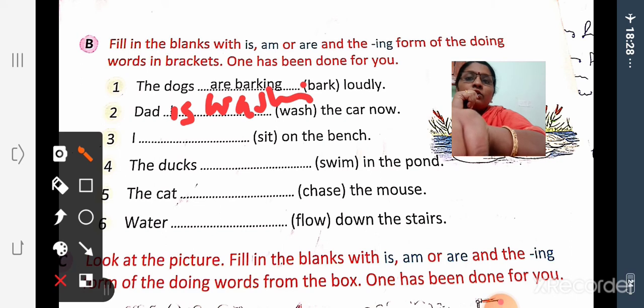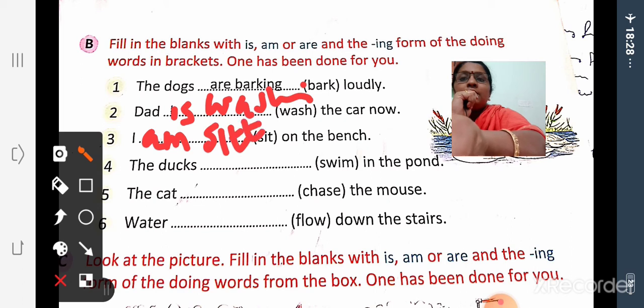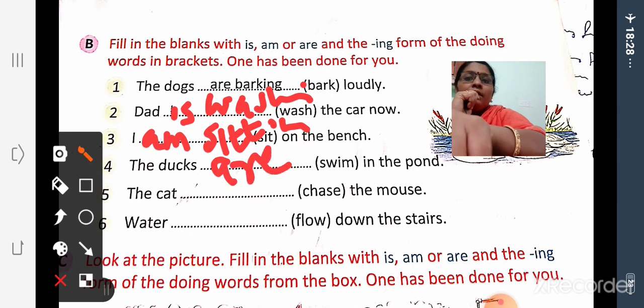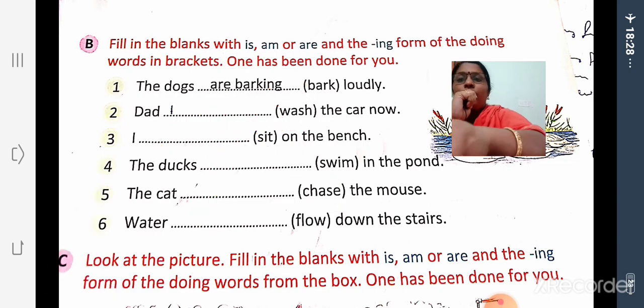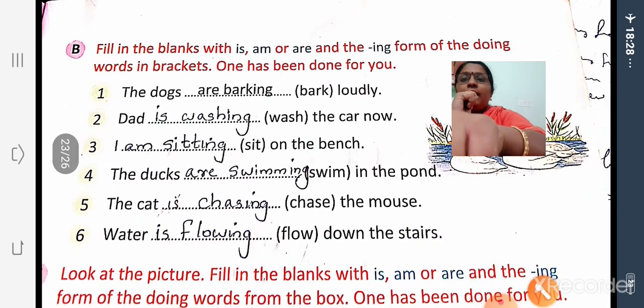Then I dash on the bench. I am. When I comes, am. Then sitting, sitting. Then the ducks are swimming. Ducks are swimming. SWIMMING. Doubling because a vowel sound came before the last consonant. Okay. The cat is chasing. CHASING. Here E is the last letter. So we have to drop it and then add ING. CHASING. Then water is flowing. FLOWING. Water is flowing. So here I have written all the answers.